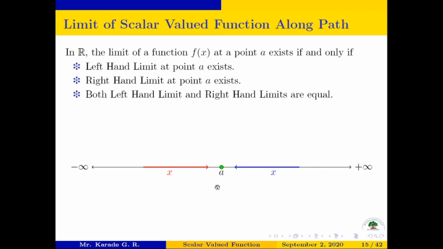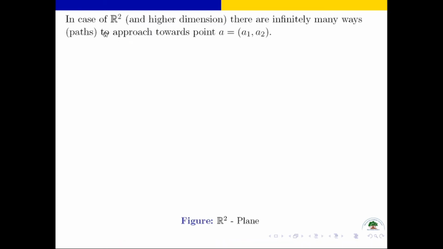Now if we go to higher dimension, let us see what happens. What about a scalar valued function? The previous one was a real valued function; now we have to talk about a scalar valued function. Now see here, in case of R2, we are saying it is a real valued function, but as the domain is a subset of R2, we can say it is a scalar valued function.